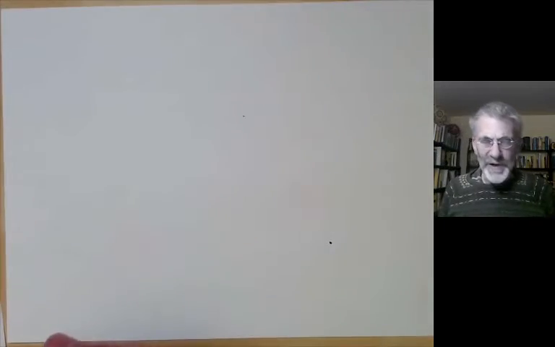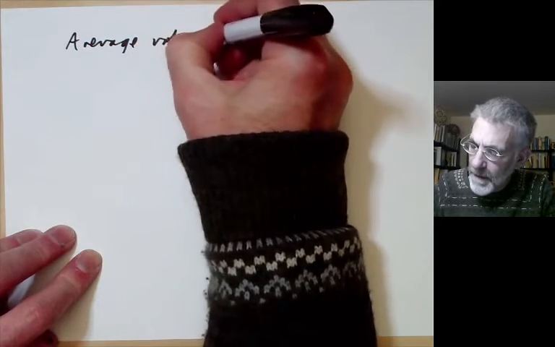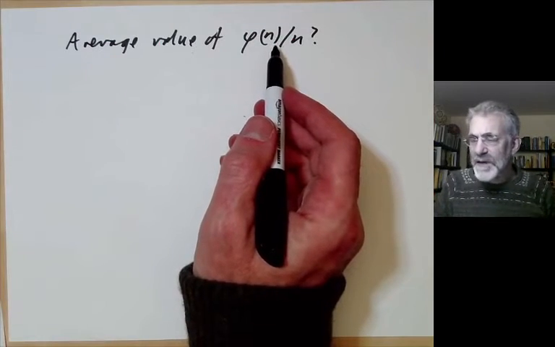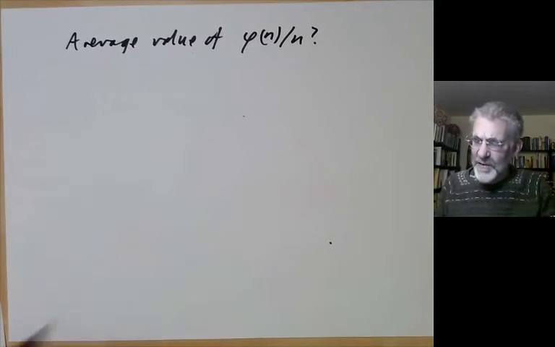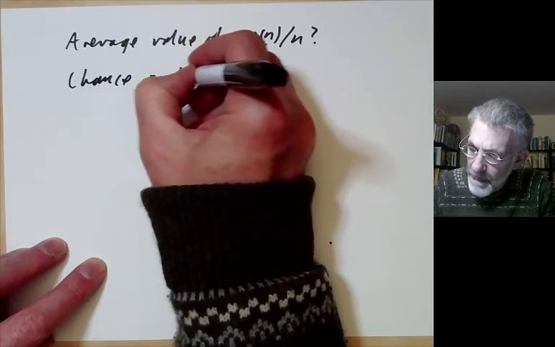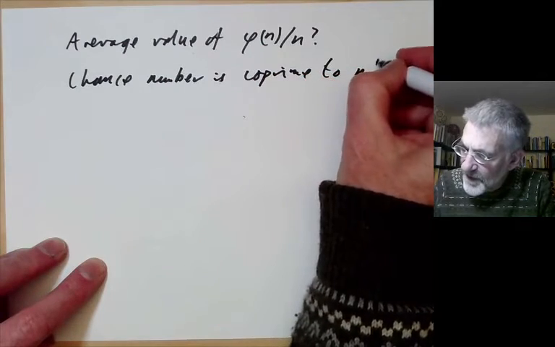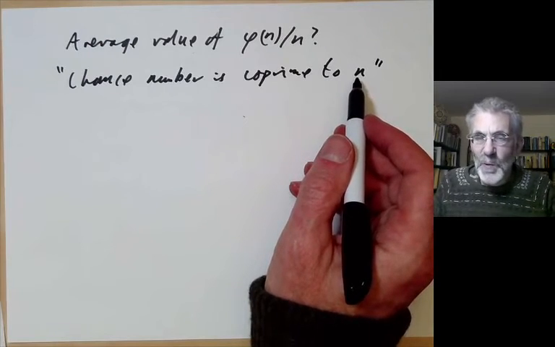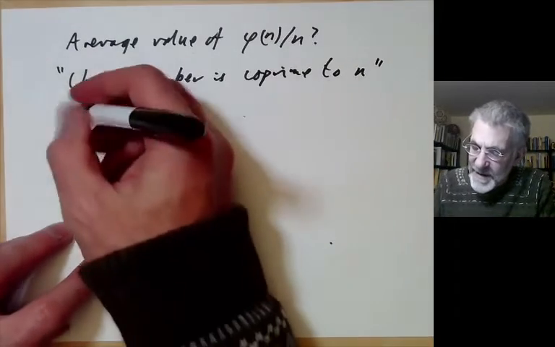We can ask a similar question. What is the average value of phi of n over n? So we've seen we can make it as close to zero as we like, and as close to one as we like. Does it have a sort of average value? You can think of this as being the chance that a number is coprime to n, very roughly speaking. Well, this will obviously vary a lot: it'll be close to 1 if n is prime and not otherwise. And we want to average this over all n.